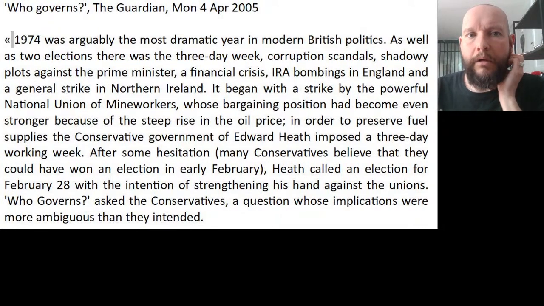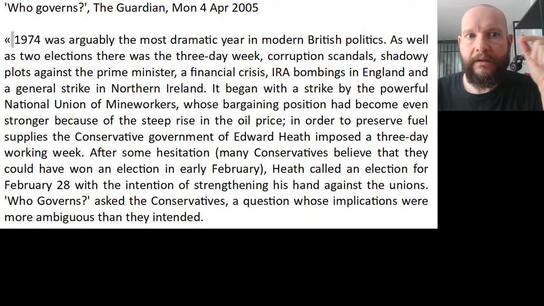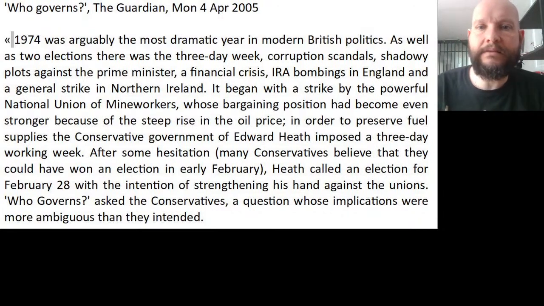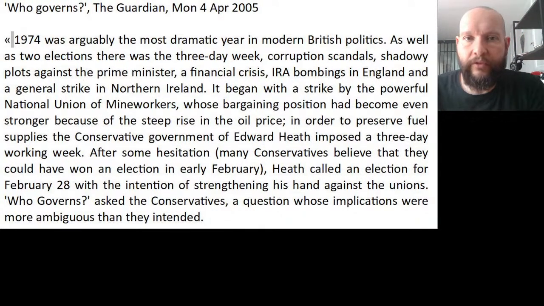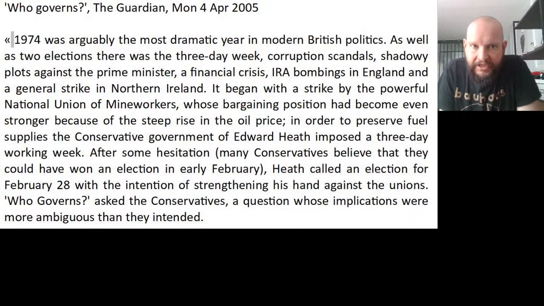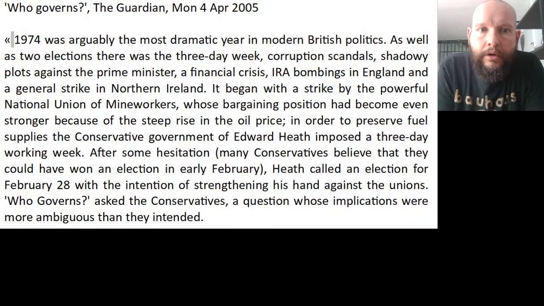1974 was arguably the most dramatic year in modern British politics, as well as two elections. There was the 3-day week. I'm going to explain this right. The 3-day week. Corruption scandals, shadowy plots against the Prime Minister, a financial crisis, the Irish Republican Army bombings in England, and a general strike in Northern Ireland. It began with a strike by the powerful NUM, the National Union of Mine Workers, whose bargaining position had become even stronger because of the steep rise in the oil price.